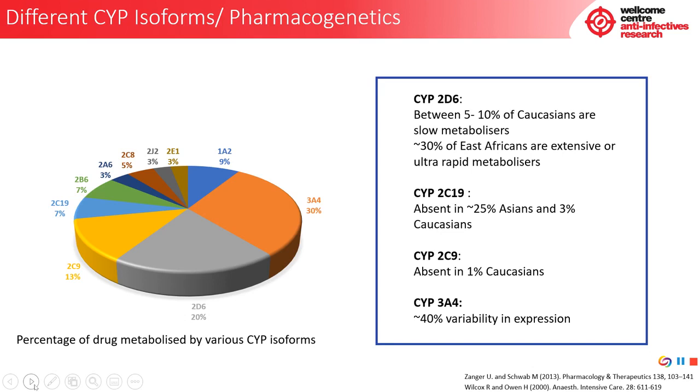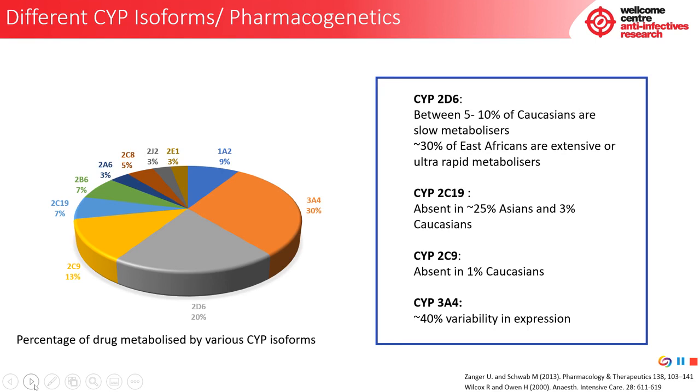Different CYP isoforms and pharmacogenetics. The pie chart to the left of your slide shows the contribution of different isoforms to the metabolism that happens in the body. CYP3A4 is responsible for 30% of the overall metabolism that happens in the body, followed by CYP2D6 at 20%. Together, CYP3A4 and CYP2D6 are responsible for 50% of the overall metabolism that occurs in the body. So these two isoforms take the lion's share of the metabolism.